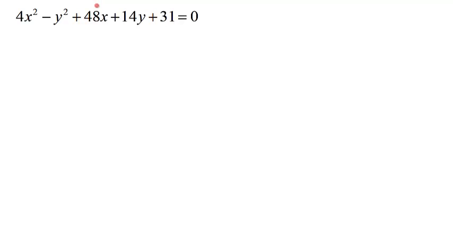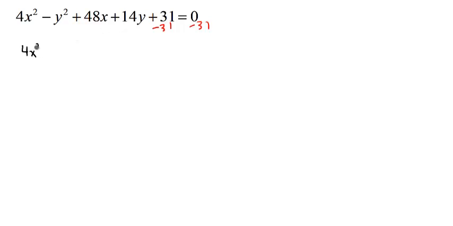Alright, in this video we've got a couple example problems and they have equations that we want to turn into the standard form of a hyperbola. So the first thing that we want to do in this example is get rid of this 31 at the end. So I'm going to subtract that from both sides of the equation, and then I'm going to group together all my x's as well as all my y's.